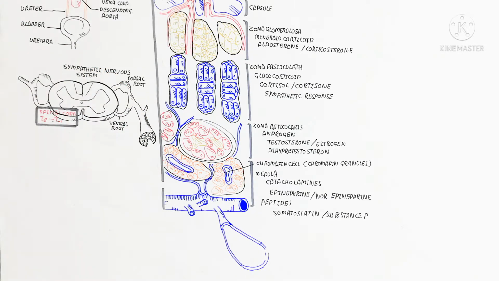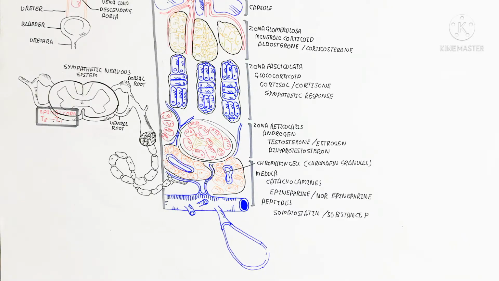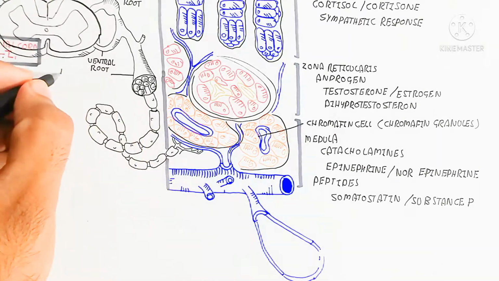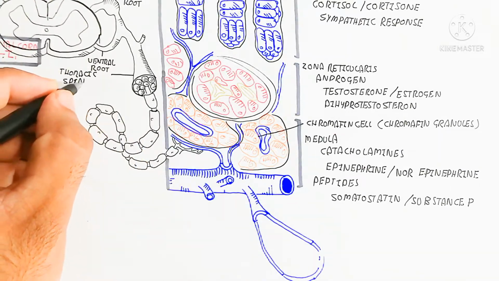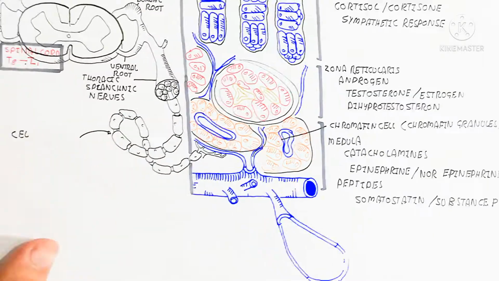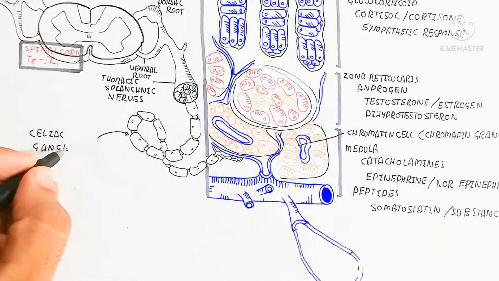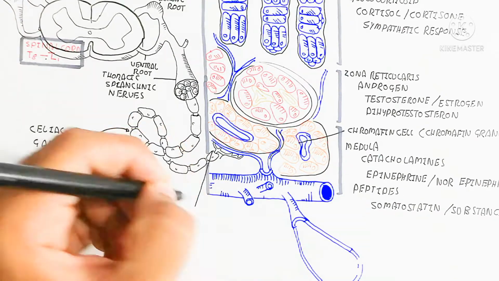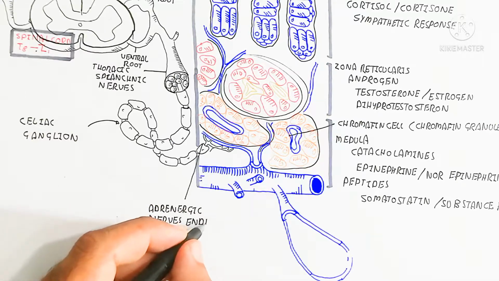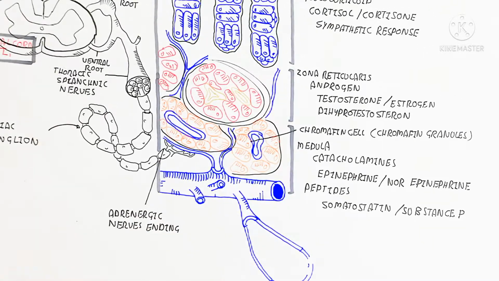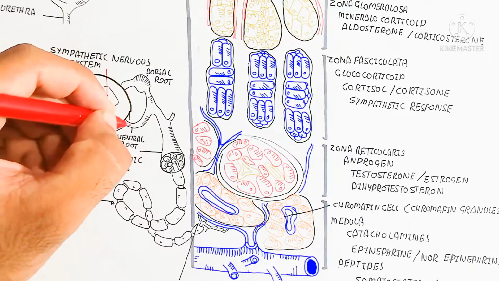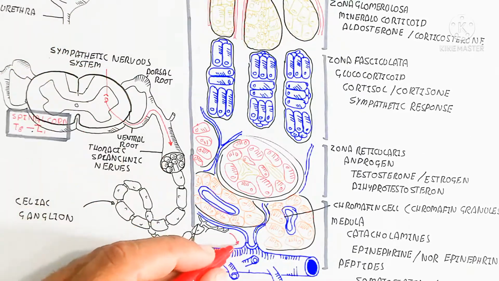via thoracic nerves, which reach the celiac ganglion. The celiac ganglion is stimulated by adrenergic nerve endings. This is known as adrenergic nerves. These nerve endings are stimulated during the sympathetic nervous system response, while the parasympathetic nervous system stimulates them for inhibition, but we will cover just the sympathetic nervous system to understand better.